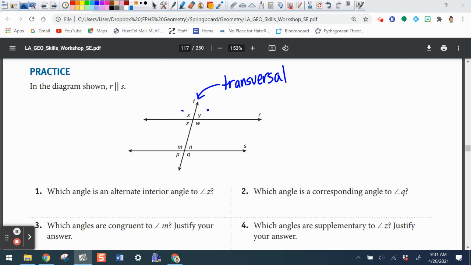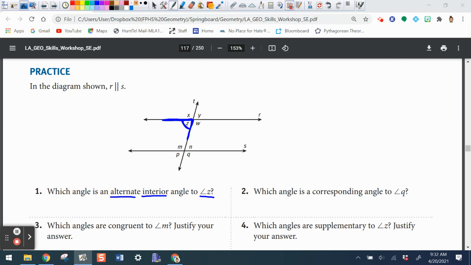They're labeled angle X, angle Y, Z, W, M, N, P and Q. So there are 8 angles there. But what's unique about the two lines being parallel is that certain relationships are formed. And that's really what we're going to be studying in this skill lesson. So number 1 says, which angle is considered alternate interior of angle Z? Let's highlight angle Z, this angle right here. Let's first establish that it is an acute angle. Now it asks the question, which angle is alternate interior to angle Z?